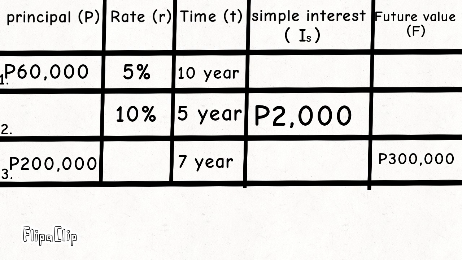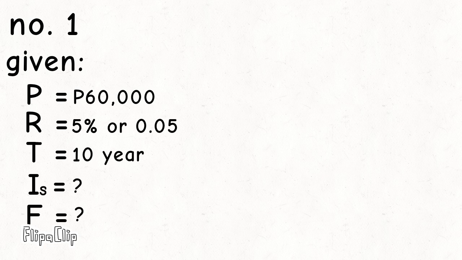Today I'm going to answer these, and all you have to do is watch and learn. Now let's start with the first number. As you can see, the missing values in number 1 are both simple interest and future value. To get the answer, first let's begin with the givens. The givens are P equals 60,000 pesos, R equals 5% or 0.05, T equals 10 years. Both Is and F, or simple interest and future value, are unknown as mentioned earlier.